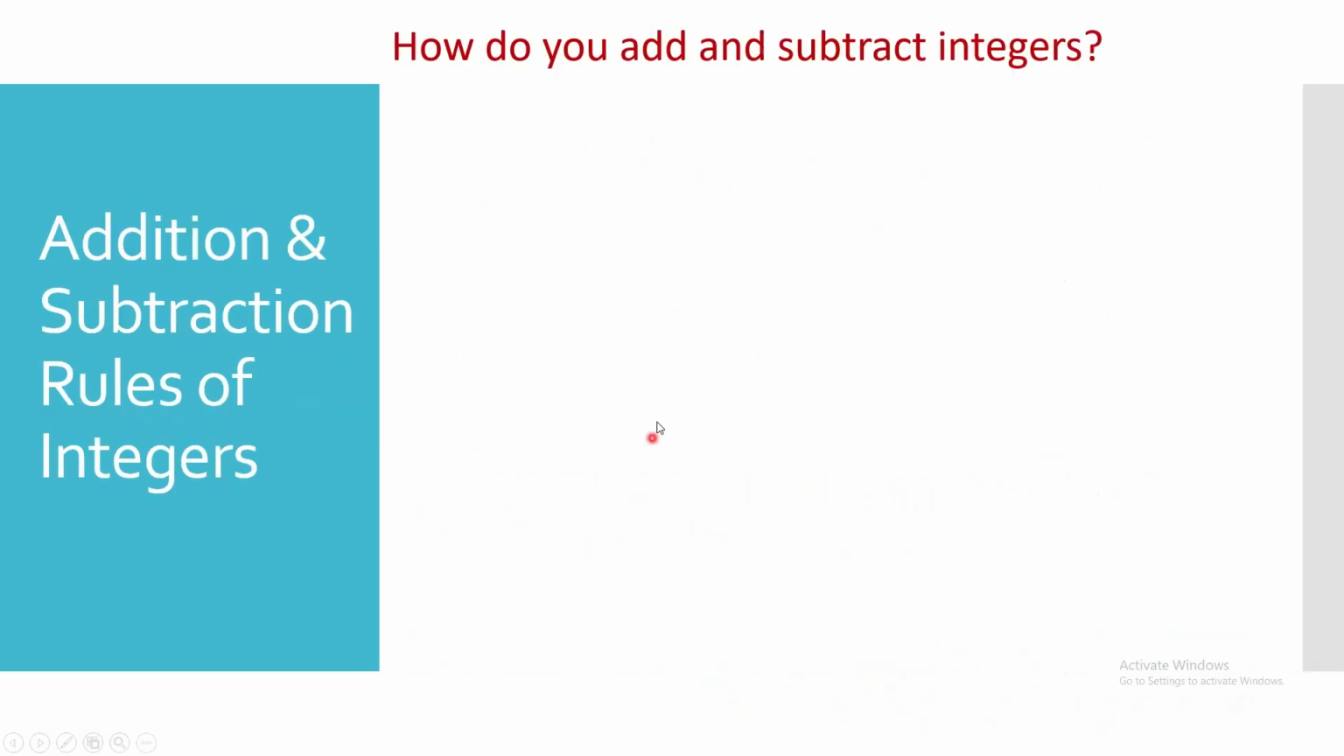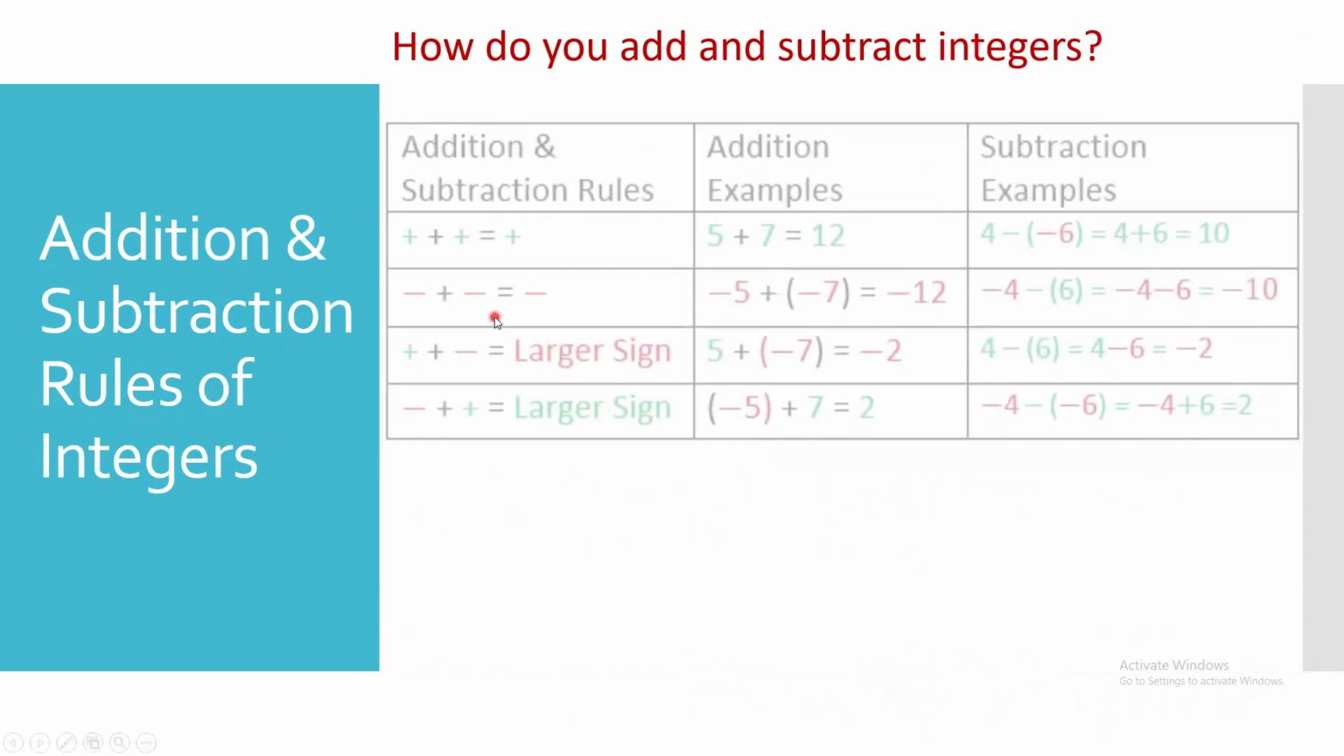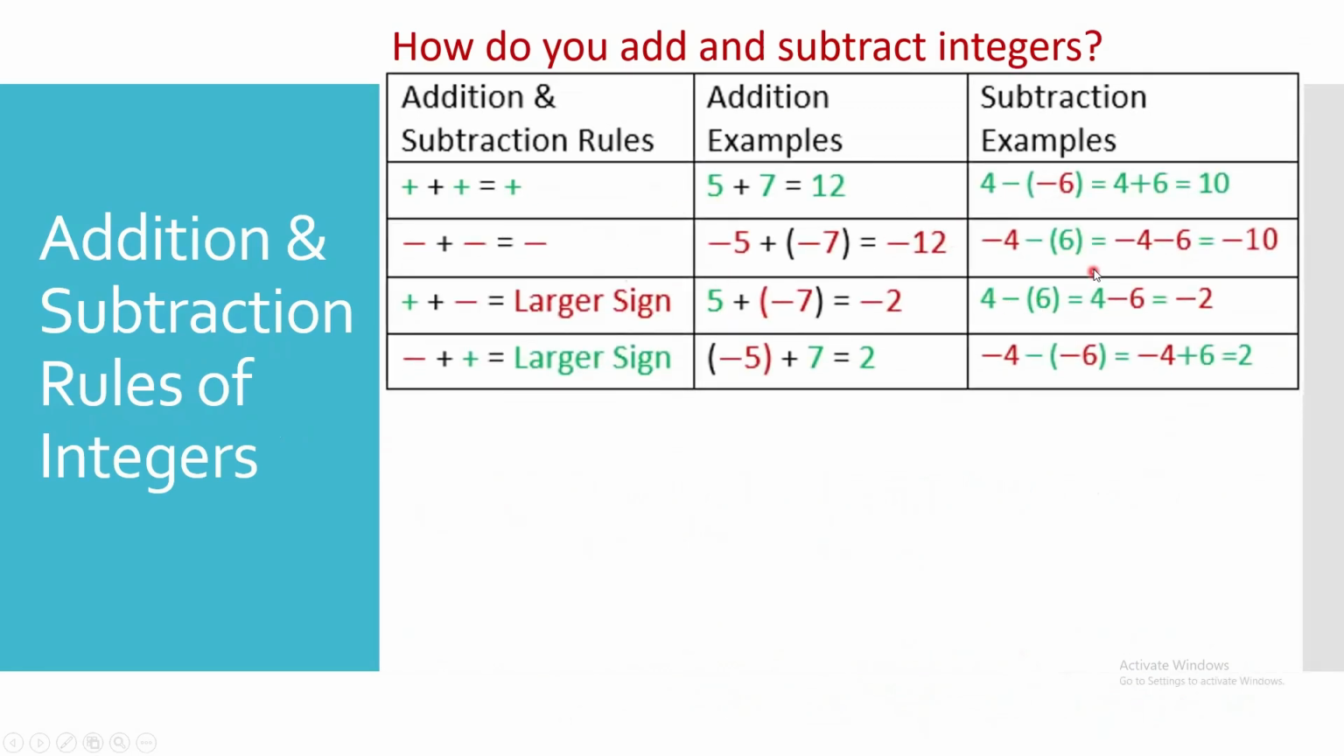So first, let's start with how we add and subtract integers. Addition and subtraction rules of integers: in my first class, I have discussed them. I have put them again nicely arranged in front of you. See the addition and subtraction rules. If you add two positives together, the result is positive. If both are negative, the result is negative. When one is positive and one is negative, you carry the sign of the larger number.